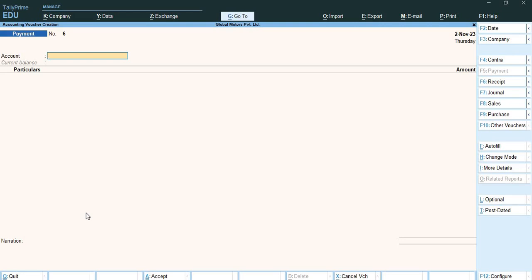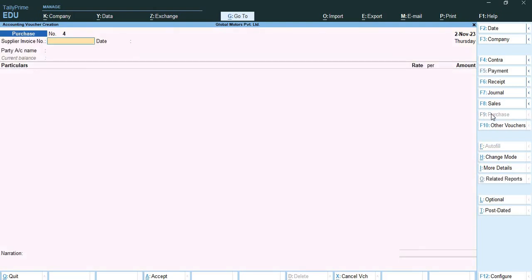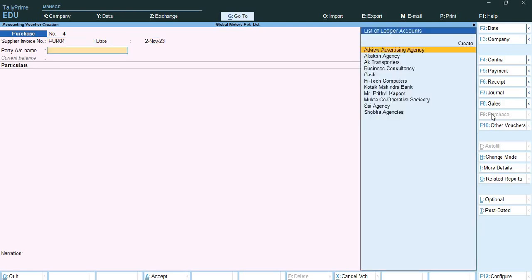So here on 2nd November 2023, Global Motors Private Limited booked the transportation expenses of 1,20,000 in the name of AK Transporters and deducted TDS with supplier invoice number 4. So here what I need to do, I will open my purchase voucher. Here I'm going to add the supplier invoice number PUR04 dated 2nd November. Here I'll add AK Transporters.